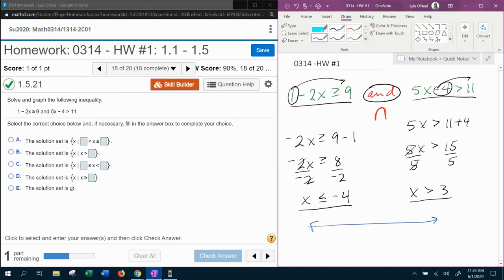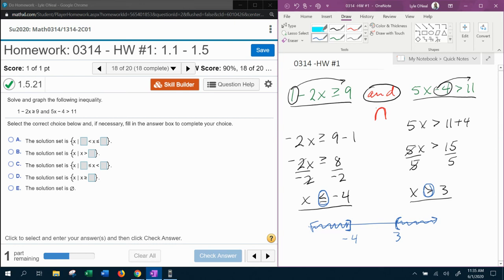So the next step is to go to the number line. I've got two critical points, negative 4 and 3. Notice the negative 4 has a less than or equal to, so that means we're going to need a bracket and shade to the left. Less than means to the left. The 3 has a greater than symbol, and so it's going to get a parenthesis and shade to the right. Greater than 3 means starting at 3 but not including 3 to infinity.